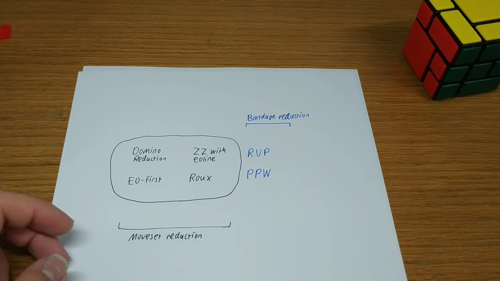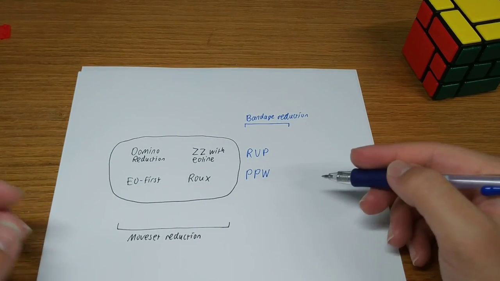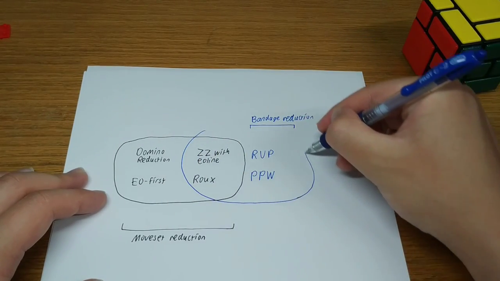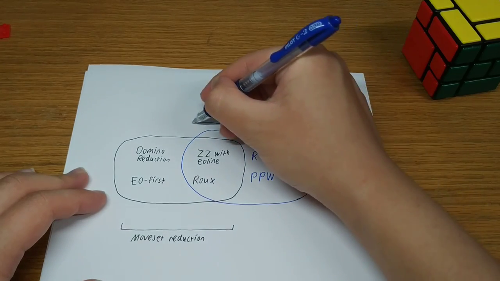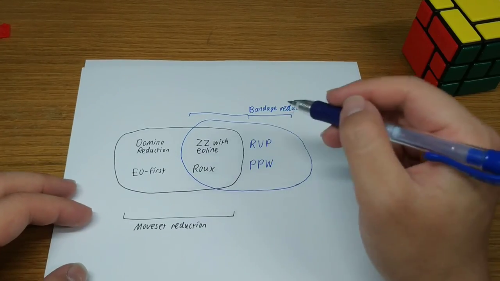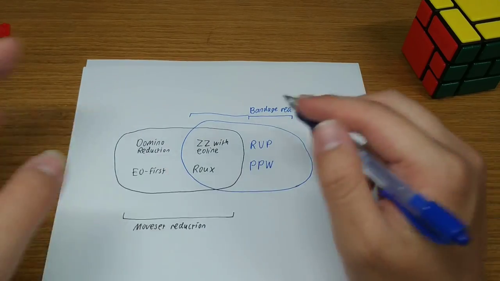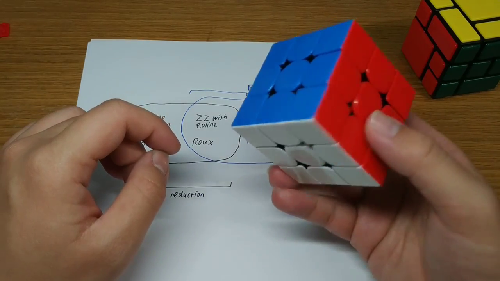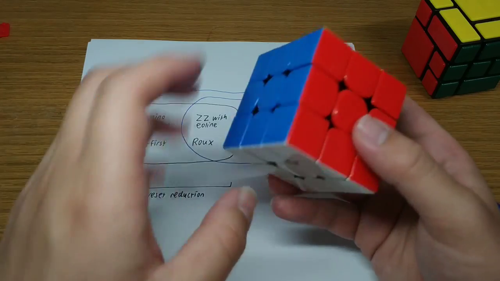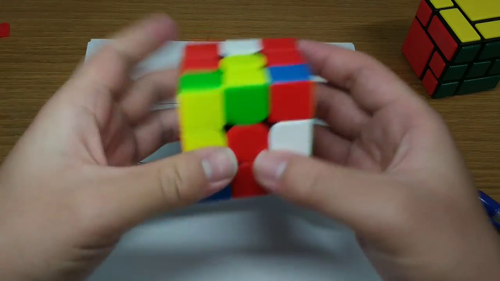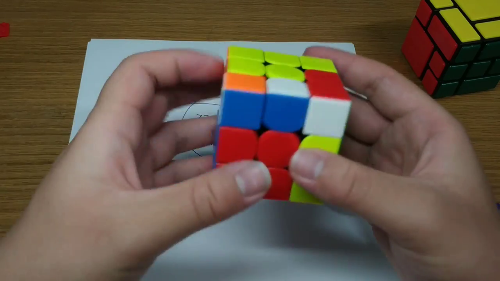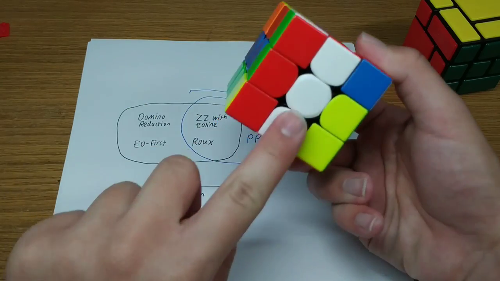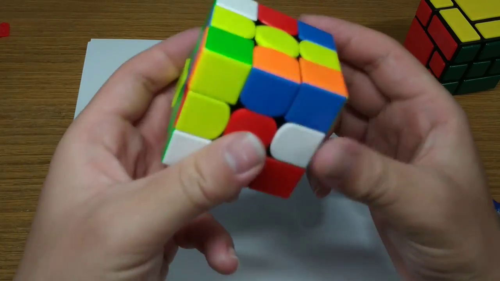What I realized is that there's actually an overlap between these two different families of methods. If we made this a Venn diagram, it turns out that ZZ with EOLine and RU are also bandage reduction methods, sort of. Let's take ZZ EOLine in particular. If you do EO and then the line, what you notice is that if you solve the cube with only R, U and L moves, which is not how you do it in practice, by the way, but you can do that, you're basically bandaging this strip of pieces right here. So that is a bandaged puzzle.